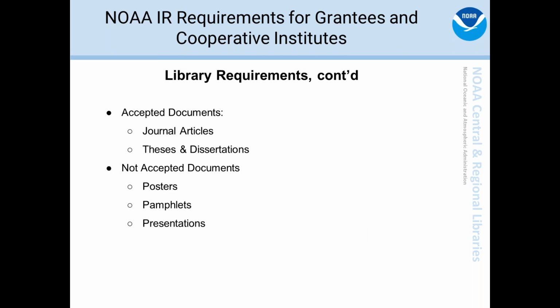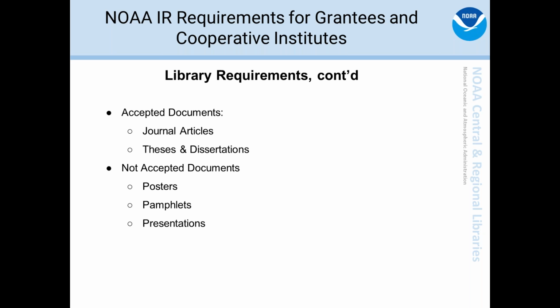There are a couple kinds of documents that we accept. We accept, of course, journal articles, which is mostly what we've been talking about. I did not put up here because it doesn't always apply to grantees and CIs, but we do take NOAA series publications, tech memos, tech reports, and the like. If you receive funding from NOAA, we will also take your thesis or your dissertation.